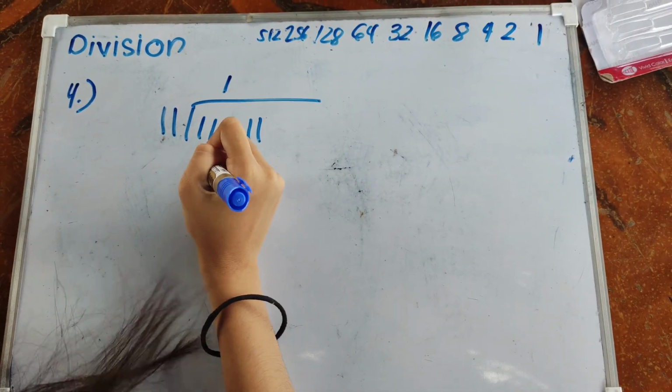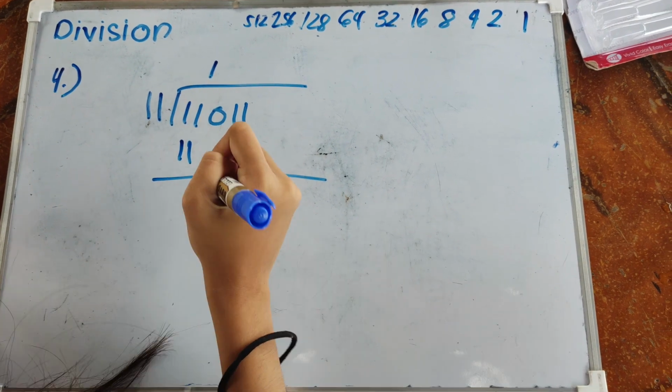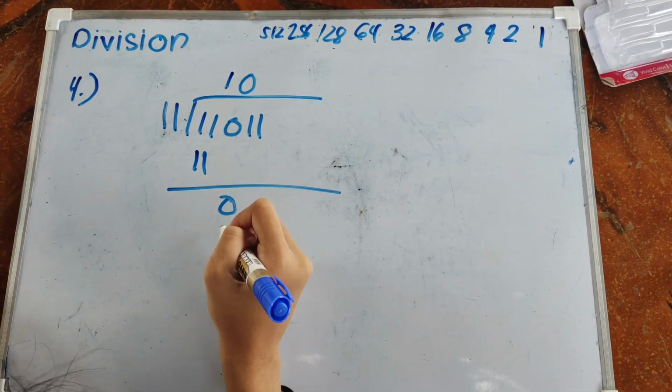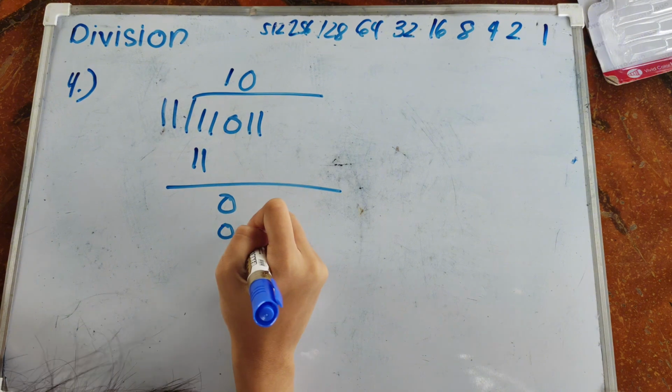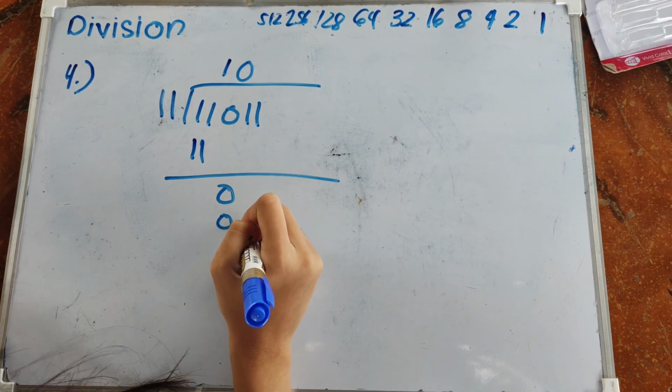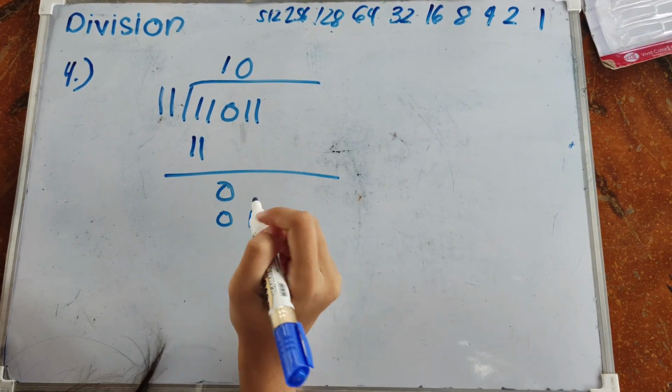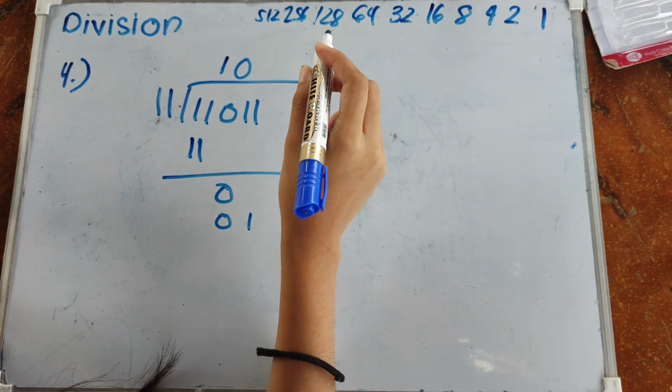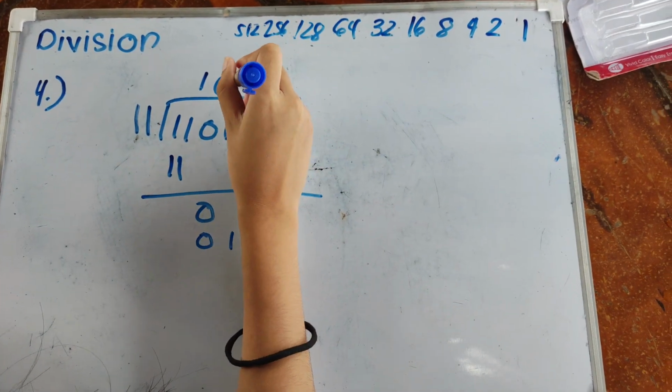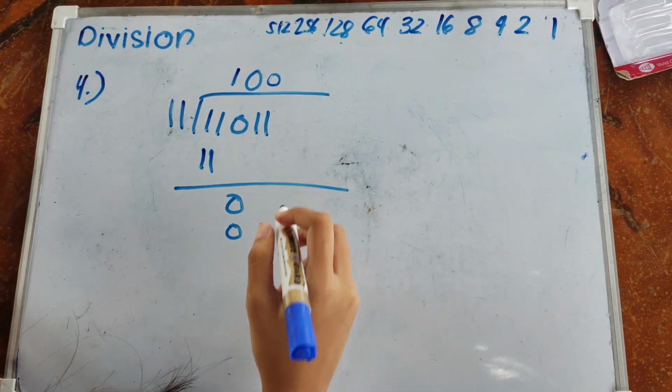Here is our last given. 1 divided by 11 cannot be, so you move to the right. 11 divided by 11 is equal, so you put 1 above the dividend, and then you multiply it and subtract 11 from 11. That is equal to 0.